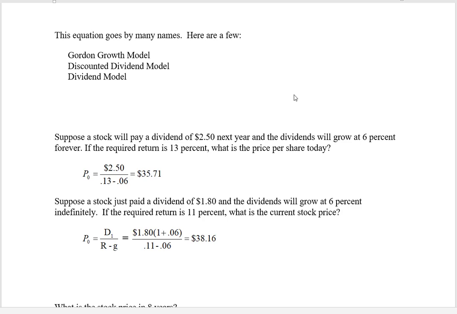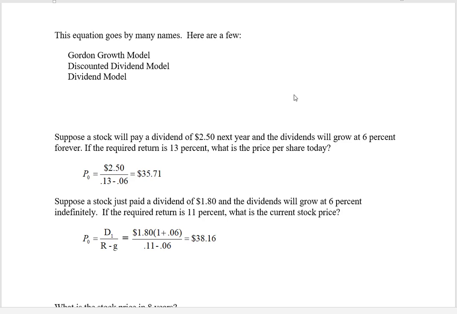Here is an additional example. Suppose the stock just paid a dividend of $1.80, and the dividends will grow at 6% indefinitely. If the required return is 11%, what is the current stock price? I have the same model. It's D1 divided by R minus G. In this case, D1 is going to be equal to 1.80 times 1.06.